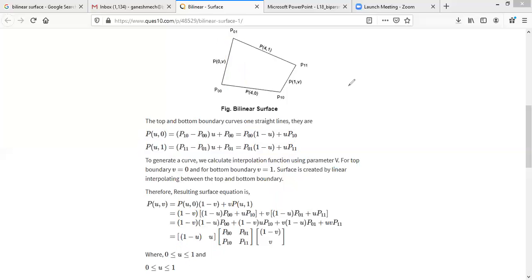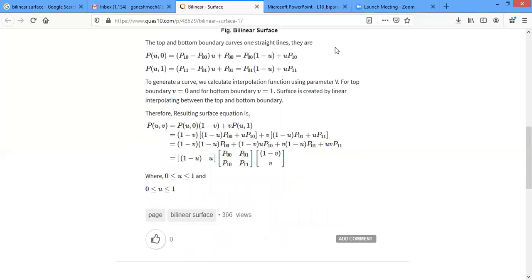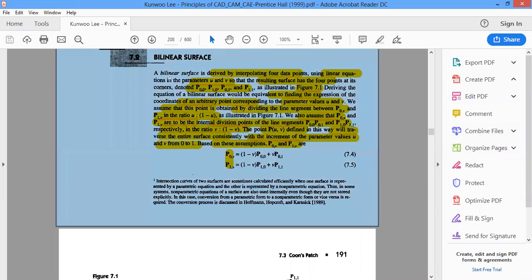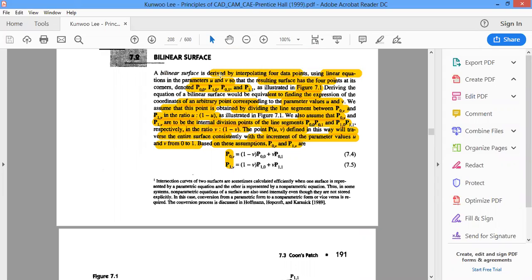So next we'll go to the bilinear surface equation. So here is the other data that is present. The first thing over here is that for the bilinear surface, we are going to derive it by interpolating the four data points.